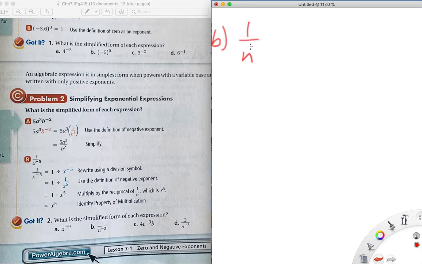So for letter B, we have 1 over n to the negative third power. Again, this negative sign means that we've got to deal with reciprocals, which means that this is going to go up top. So it's going to be n to the 3 over 1, which is just n to the 3.